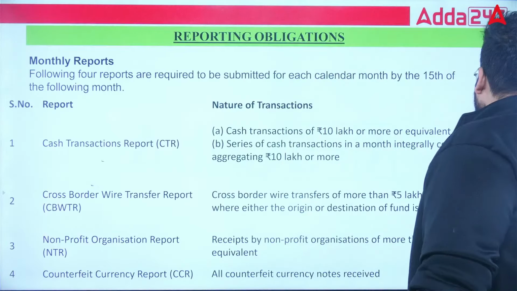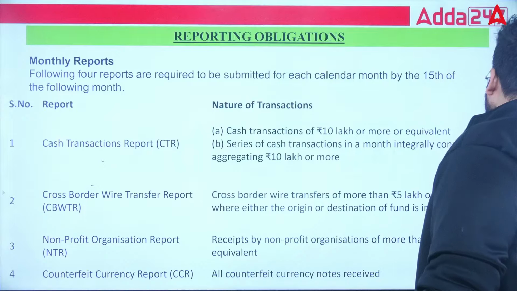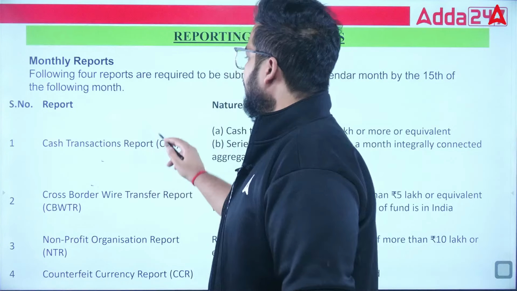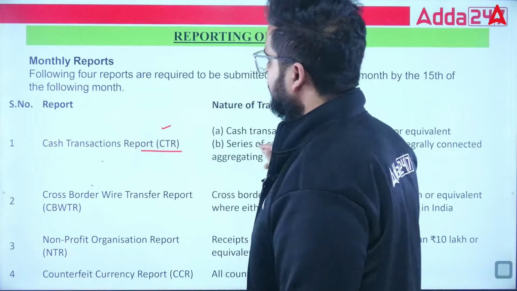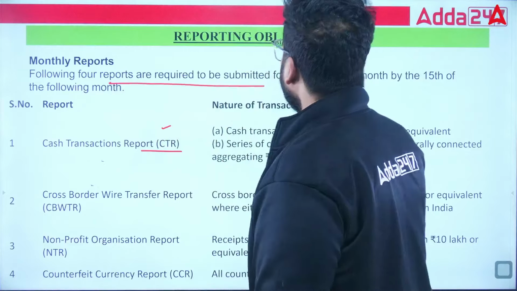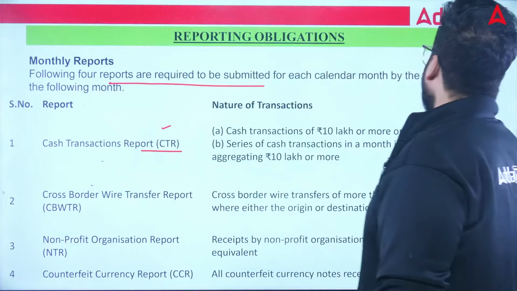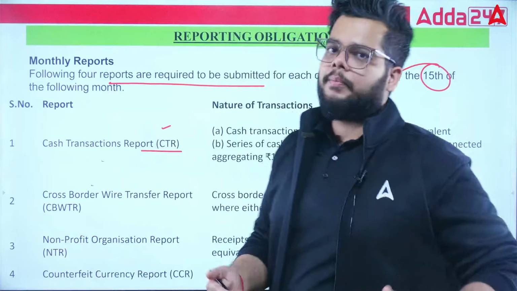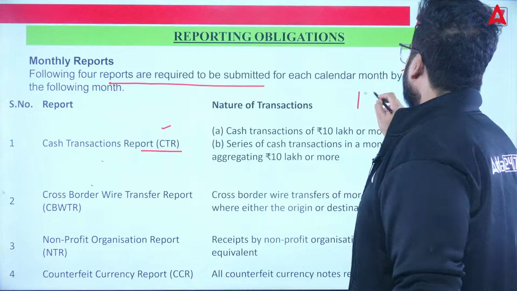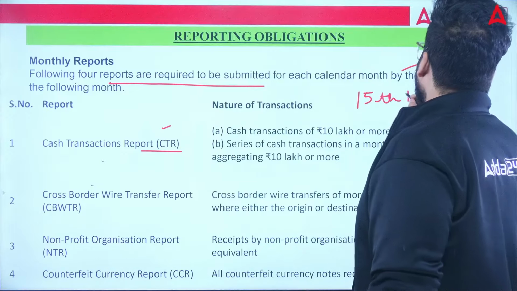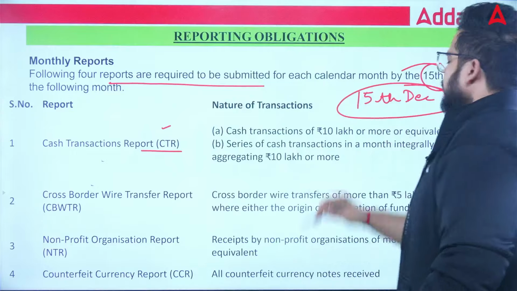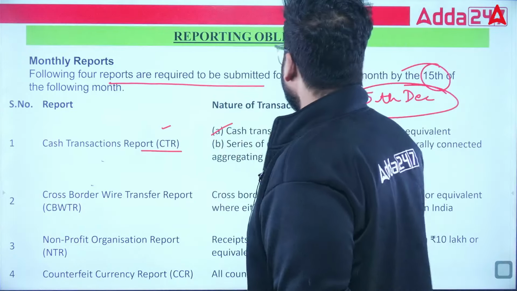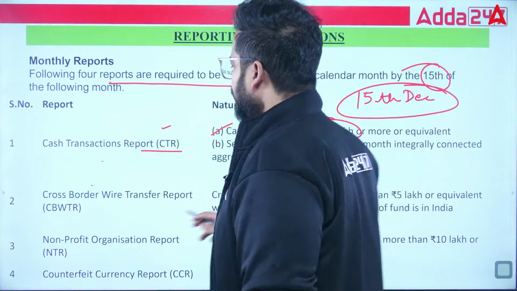Then the important aspect is the reporting obligation. Fine, reporting obligation, various reports we have. So starting off with the CTR, that is cash transaction report. But firstly, you should remember these are required to be submitted for each calendar month by the 15th of the following month. Fine. So we are sitting in November. So for the November month, the reports must be provided by the 15th of December. Okay. So cash transaction report, CTR, cash transaction 10 lakh or more.